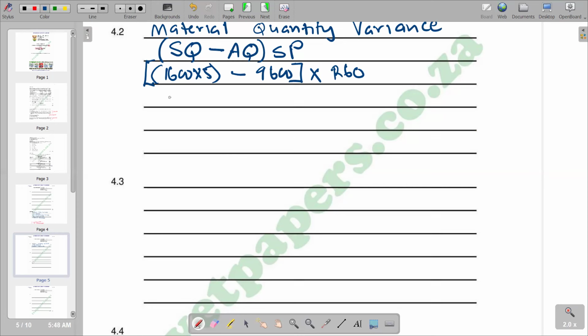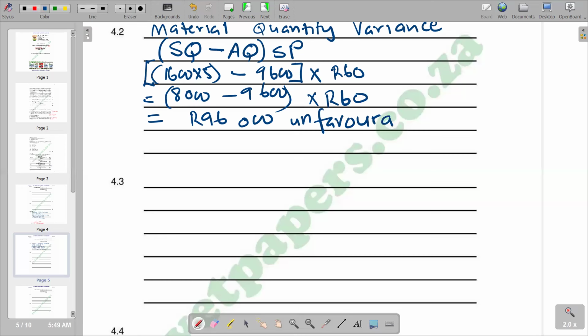We can further calculate 1,600 times 5, and your answer is 8,000. Then you subtract 9,600. Already we know that we've got a negative answer inside of brackets, 8,000 being less than 9,600, so it's going to be unfavorable. So 8,000 minus 9,600, you're going to get negative 1,600. Then you multiply by 60, and your final answer is 96,000 unfavorable. Why unfavorable is because our answer inside of brackets is negative, or our standard quantity is less than actual quantity. So that makes it unfavorable.